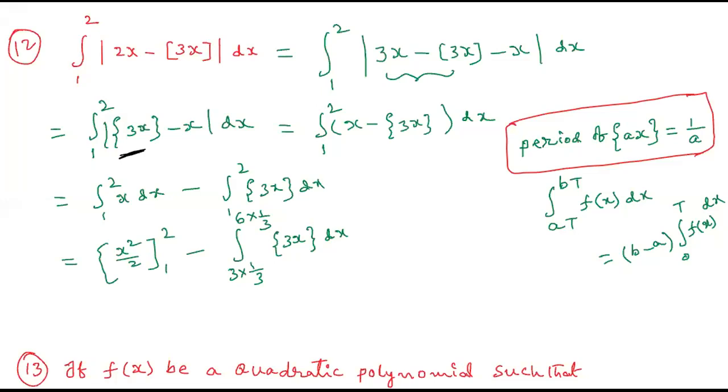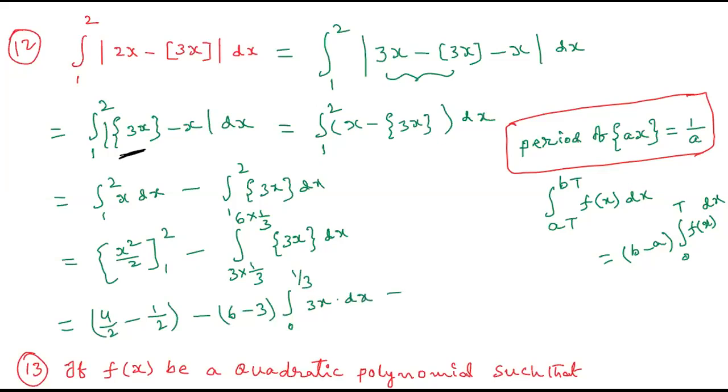Now see that integration 1 to 2 of x dx, we can directly apply the integration formula: x square by 2 from 1 to 2, minus. Here the period of floor of 3x is 1 by 3, so in the lower limit I have written 3 into 1 by 3, and in the upper limit 6 into 1 by 3, of floor of 3x dx. Now apply the formula. Substitute the limits, upper limit 4 by 2 minus lower limit, minus, now 6 minus 3 times integration 0 to 1 by 3 of 3x dx.